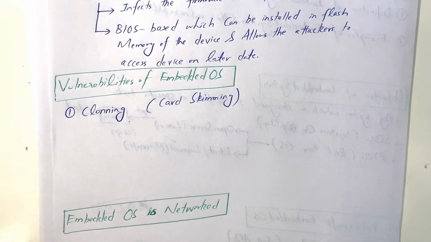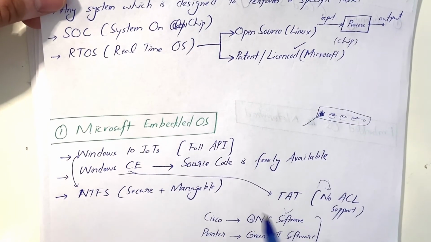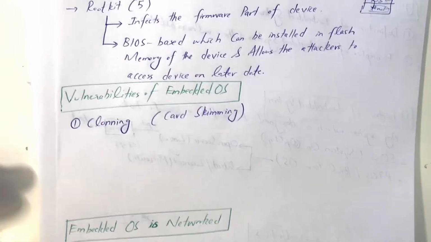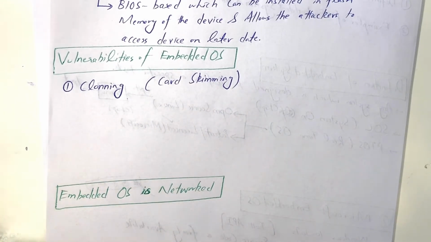And if somebody makes a skimmer, and if they use, for example, the Linux operating system or maybe Windows CE, it makes it much easier to make a clone, because you have the whole operating system, and if you already have the data, you can make a clone.